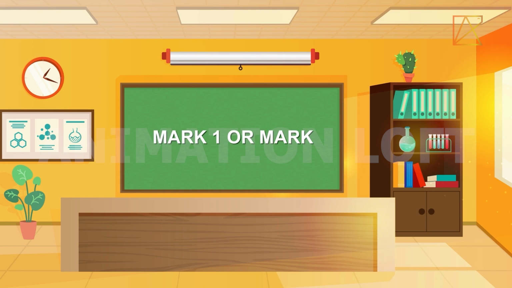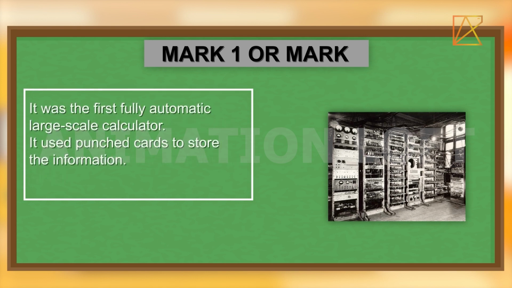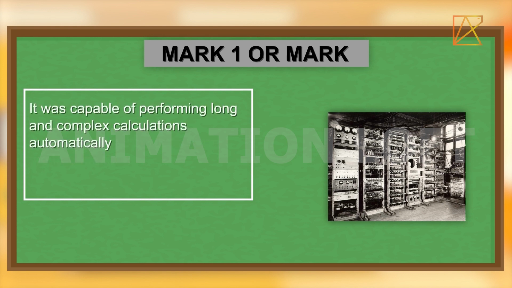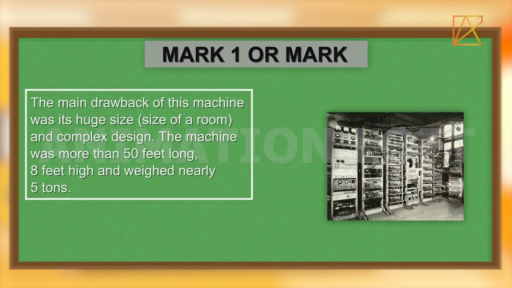Mark I was invented during the time of World War II in the United States in 1944 by a Harvard professor named Howard Aiken. It was the first fully automatic large-scale calculator. It used punched cards to store the information. It was capable of performing long and complex calculations automatically. The main drawback of this machine was its huge size, which needed a room, and its complex design. The machine was more than 50 feet long, 8 feet high and weighed nearly 5 tons.